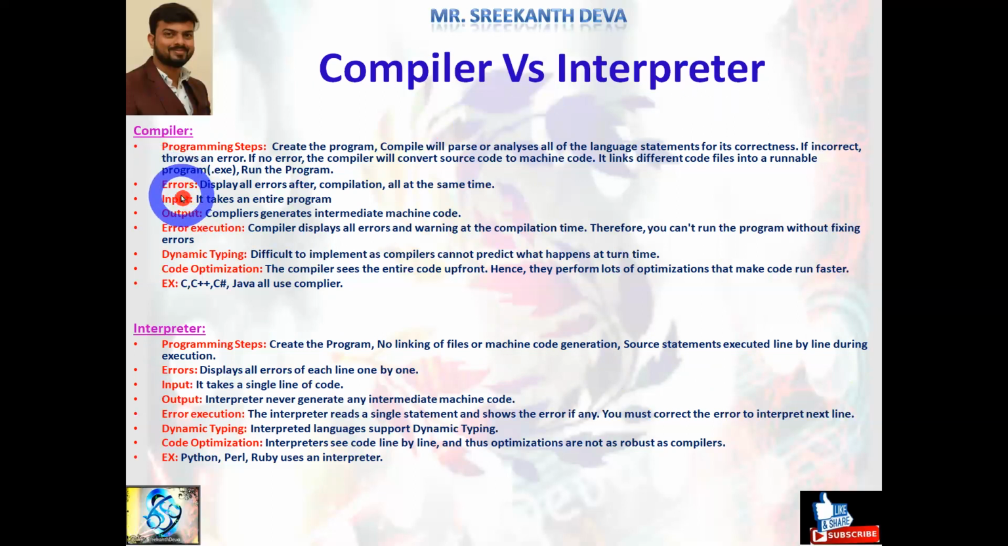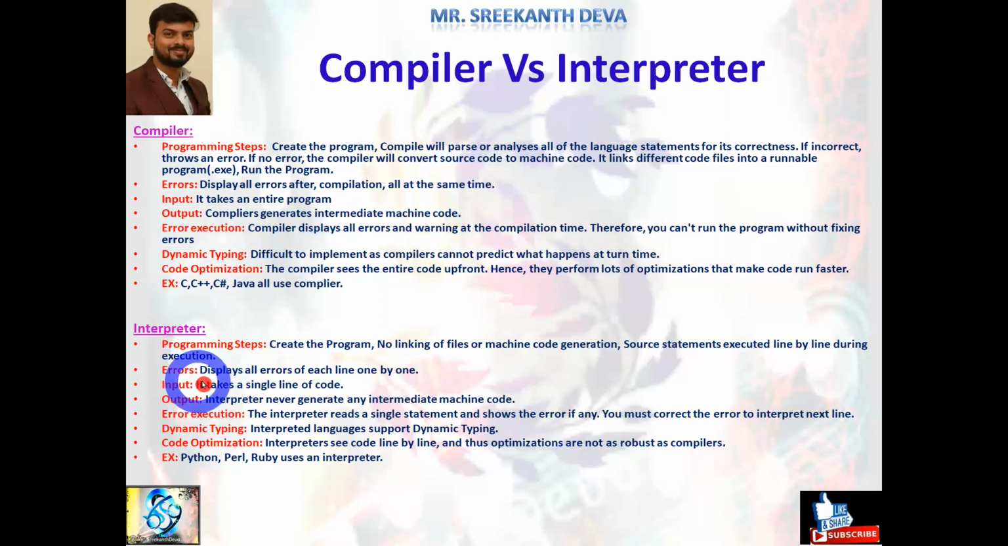In a compiler, errors are displayed all together after compilation, all at the same time. Why? Because the compiler loads the entire source code at a time and processes it, and it generates the errors at a time. For example, if the program code has six errors, they are generated at a time at compilation time. We call these compile time errors.